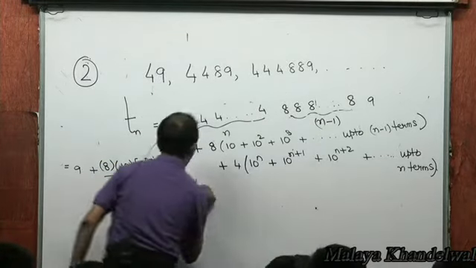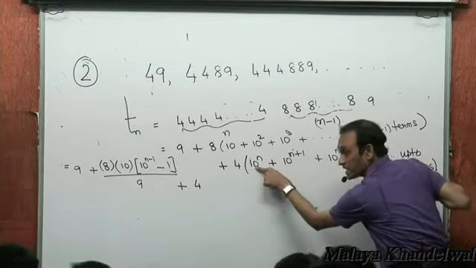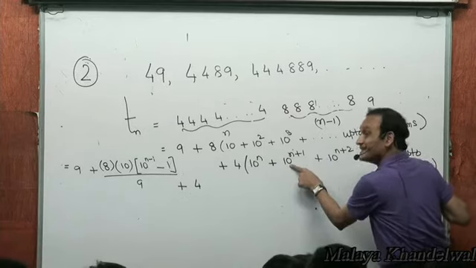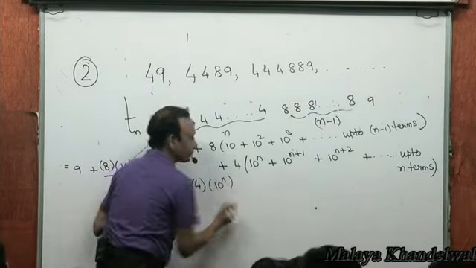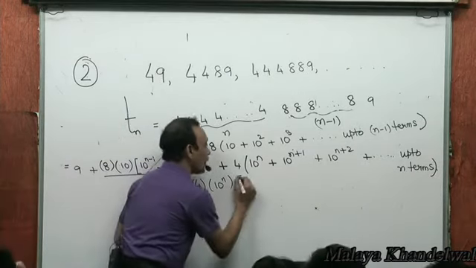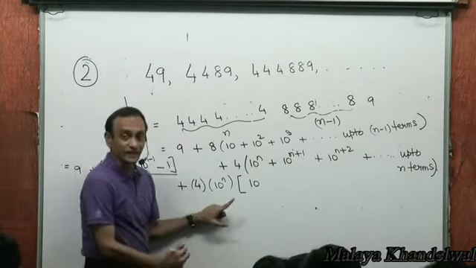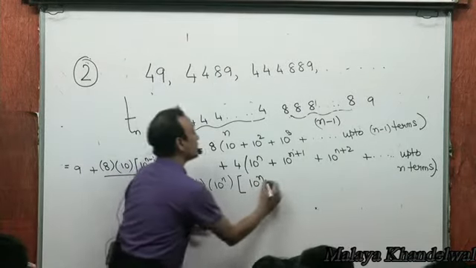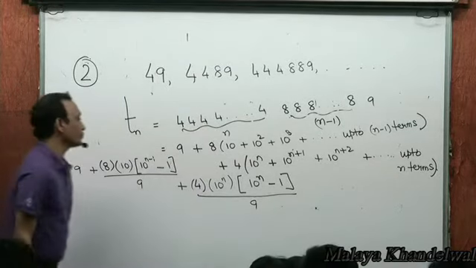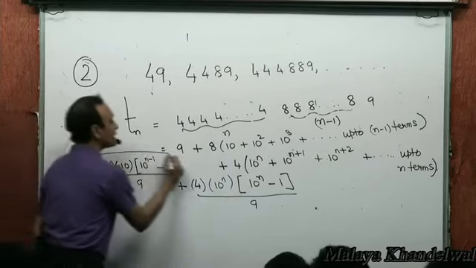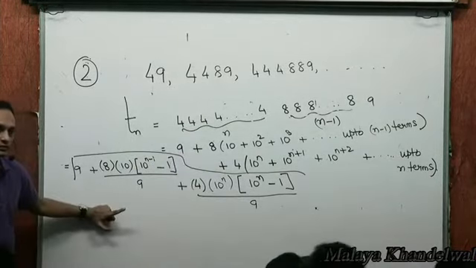4. This is a GP series with n terms. First term is 10 to power n, common ratio is 10, right? So 4 into a, which is 10 to power n, into r to power number of terms, r is 10, minus 1 by r minus 1. Yes or no? This is what we need to take care of in principle, right? Yes or no?